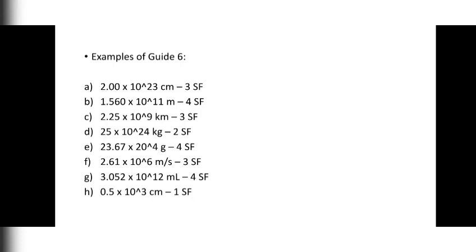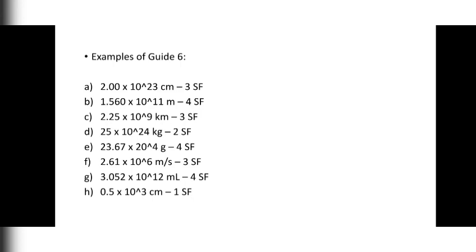For letter B, we have 1.560, so it's still greater than 1, so it's going to be considered as 4 significant figures. For letter C, it's 2.25, so we're going to count it as 3 significant figures. For letter D, we have 25 times 10 to the power of 24 kilograms. Now this one only has 2 significant figures, which is 25, so it's going to be counted as 2 significant figures.